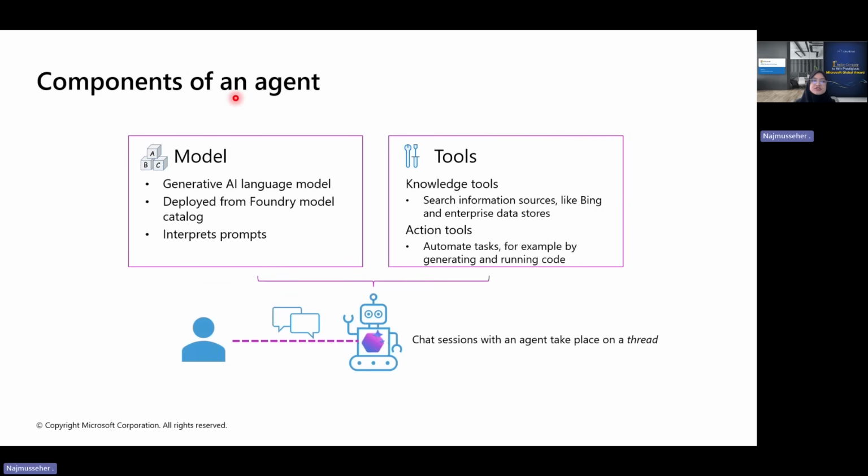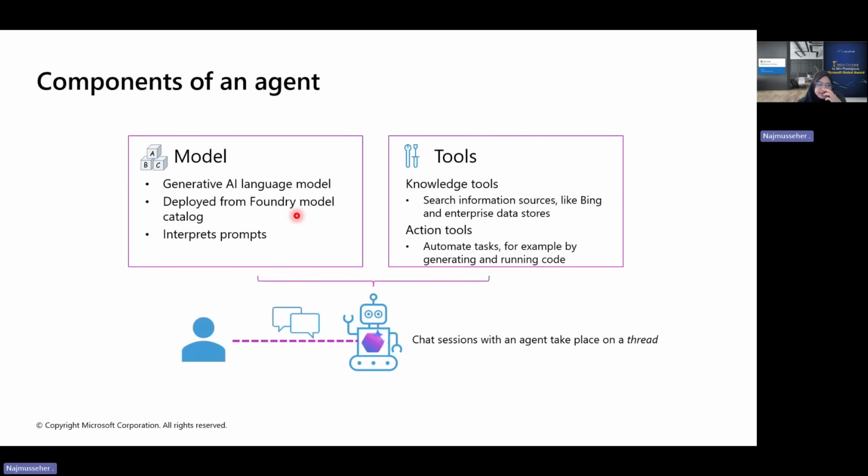Now let's see what the components of an agent are. We have models, tools, and threads. Every AI agent consists of these three core components. Starting with the model, the model is the generative AI language model. It is going to pick a specific Gen AI model. Let's say if I want to develop an agent, I can pick GPT-4o, GPT-4.1, or any base model on which my agent has to perform. So this is a generative AI model which interprets your prompts and generates the responses, the information that you ask for, and it is deployed from your Foundry model catalog.